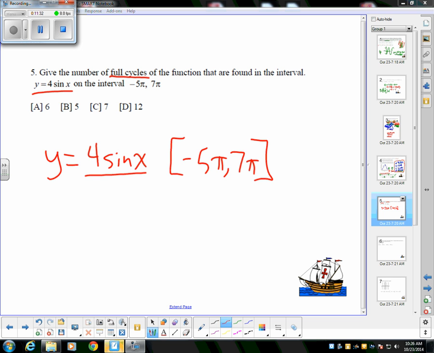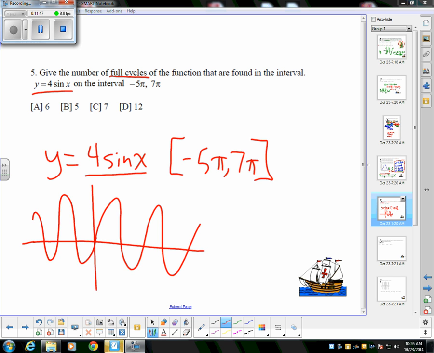So one way to conceptualize this is to look at the graph of 4 times the sine of x. That's a sine graph. There is no shift vertically or horizontally. So it's going to look something like this, just in a rough sketch. Really what it's asking for is, from negative 5 pi on the x-axis all the way to 7 pi on the x-axis, this distance along here, how many full waves are we going to have? Well, we have to figure out what's one period, what's one wave.